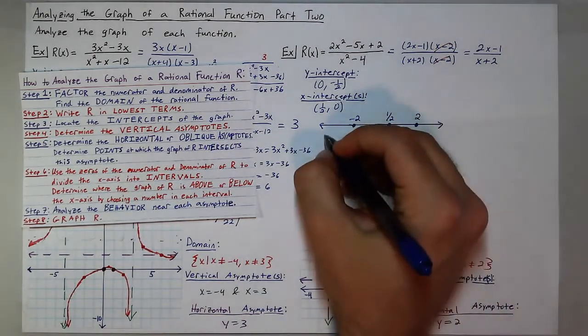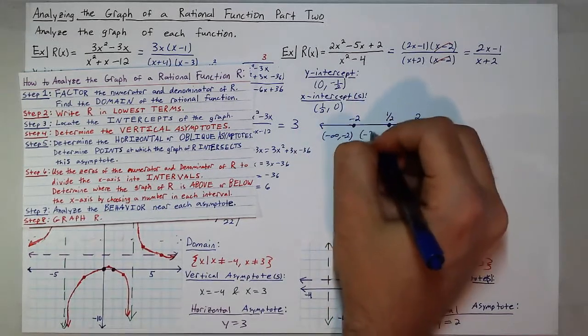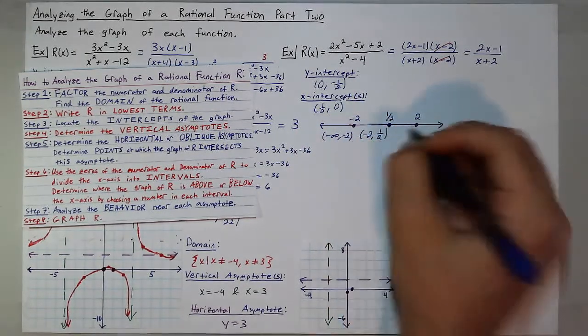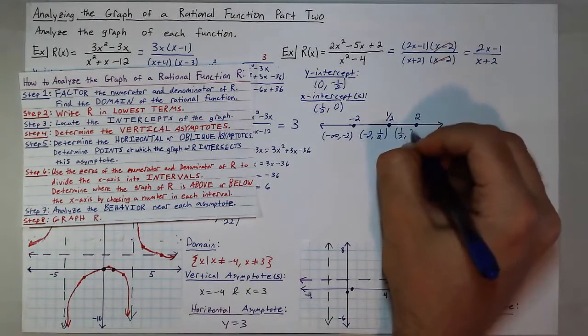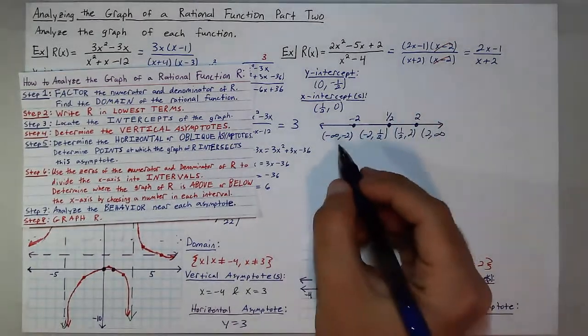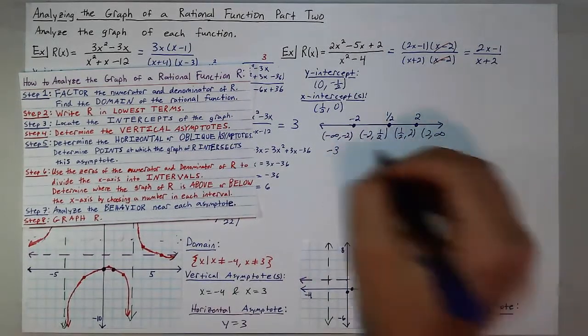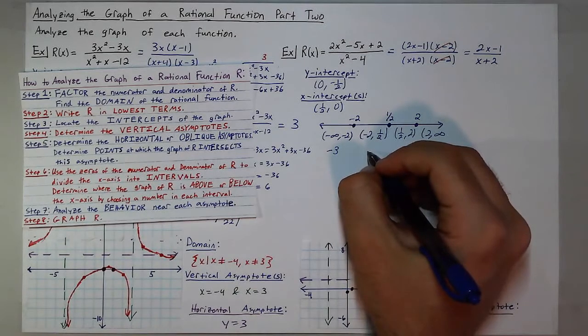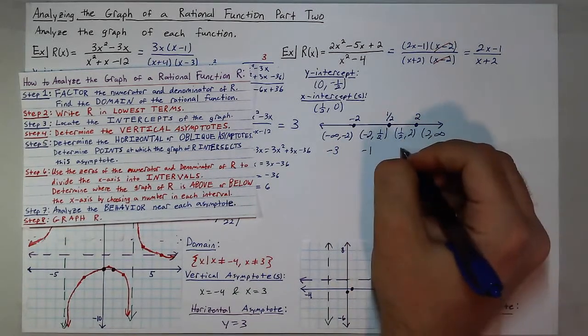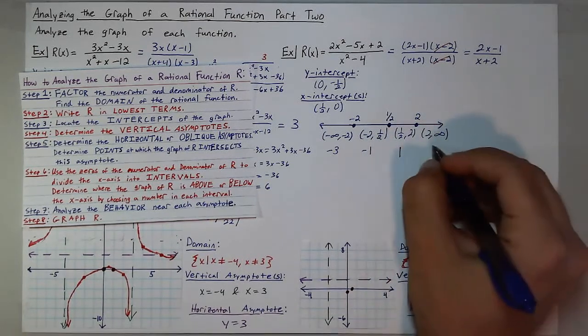So now my interval goes from negative infinity to negative 2, negative 2 to 1/2, 1/2 to 2, and then 2 to infinity. So between negative infinity and negative 2, I could pick the number negative 3. Between negative 2 and 1/2, I can pick the number negative 1. Between 1/2 and 2, I could pick 1. And from 2 onward to infinity, I can pick 3.